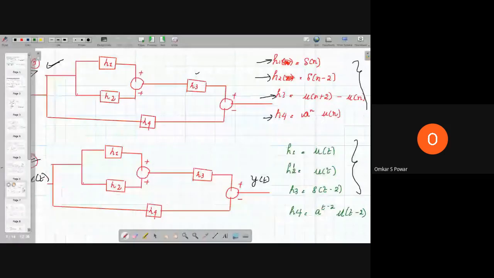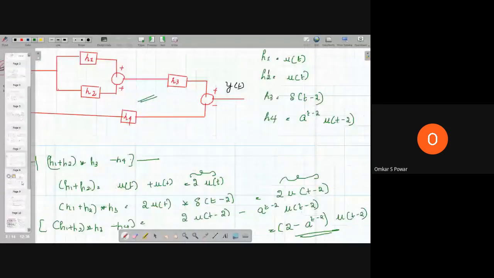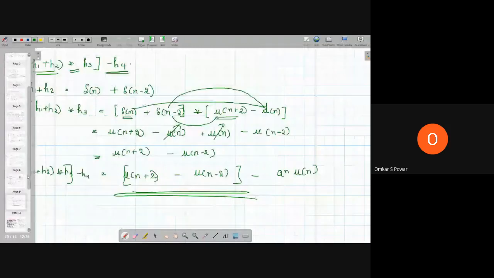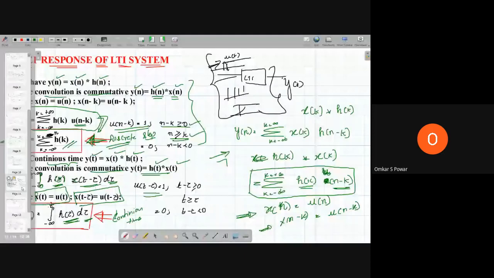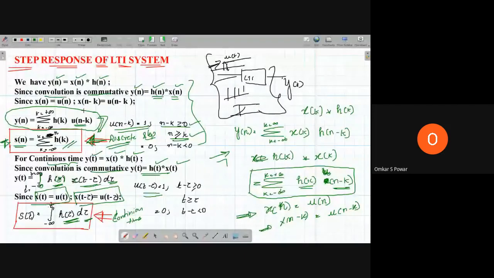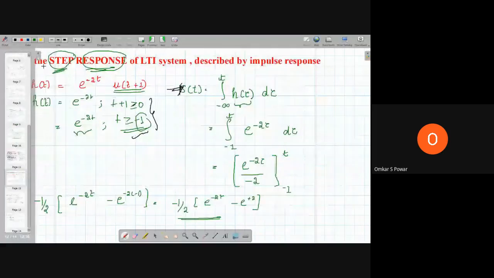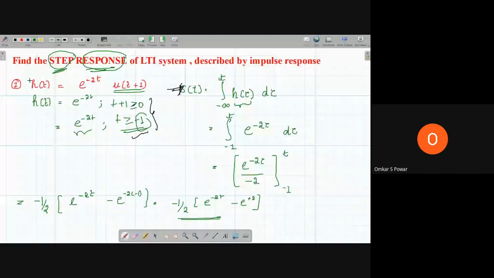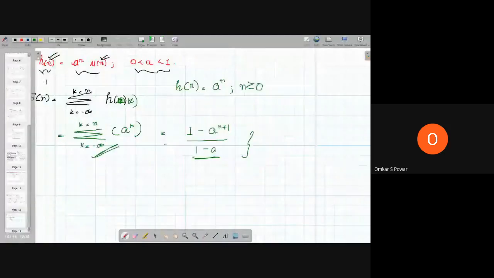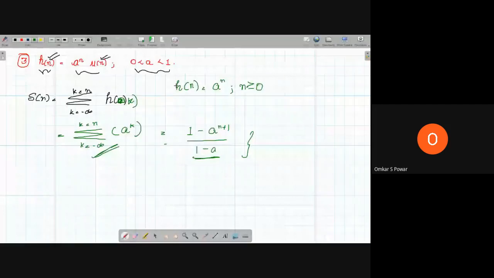Then we saw the step response of the LTI system. What is the formula? Summation k varies from minus infinity to n of h[k]. This is for discrete time systems. For continuous time systems, it is the integral from minus infinity to t of h(τ) dτ. Using that, we have solved some problems, first with respect to continuous time, and last with respect to discrete time. So what you have to do is solve more and more problems with respect to this.